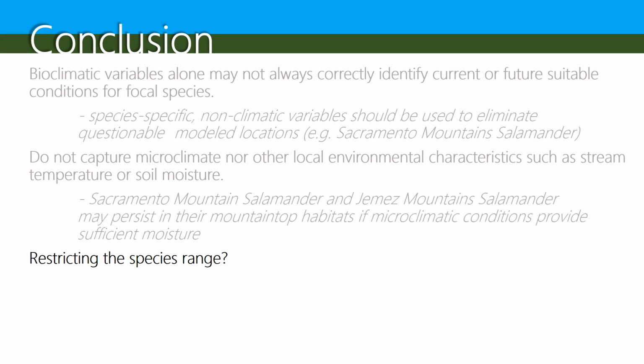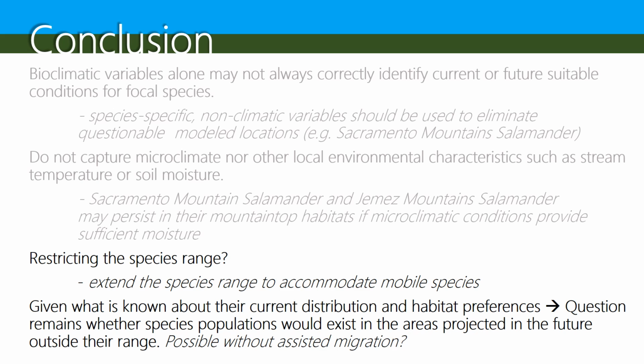Our study restricted the species range. So in the future, we would like to extend this species range so that we could accommodate species that are mobile. And given what is known about the current distribution and the habitat preferences of the species, there's still a question that remains whether the species populations would exist in those areas we projected in the future outside the species range. So the question is, would it be possible for this species to move into those new areas without assisted migration?